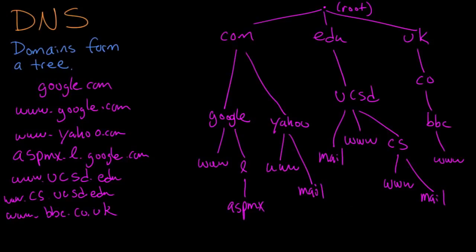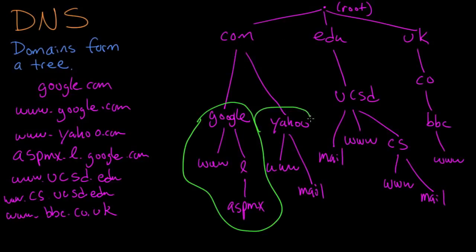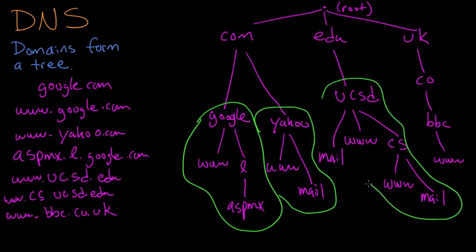And there's actually lots and lots of domains in here. So for example, here's Google and all of its stuff below it. This is the google.com domain. So that word Google here identifies the top of its domain, but it's underneath com, which is underneath root. So this is the google.com domain, and here's the yahoo.com domain. Here's the ucsd.edu domain. And here's the bbc.co.uk domain.